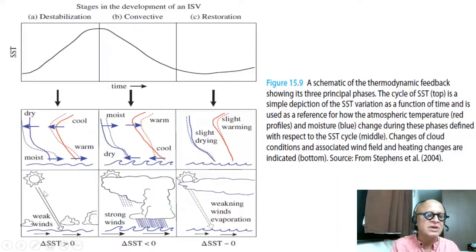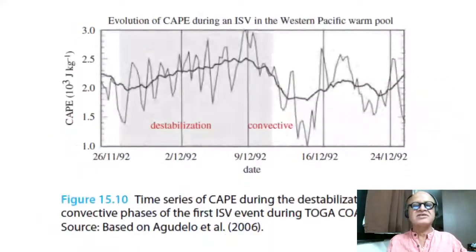So here is weak winds, high radiation, no clouds, SST is warming. During the convective phase you have stronger winds causing latent heat loss, SST cooling, radiation is reduced but latent heat loss is increased, there is rainfall, freshening of the surface, and then again you begin to weaken the winds and evaporation decreases, and then you begin to warm the SSTs again.